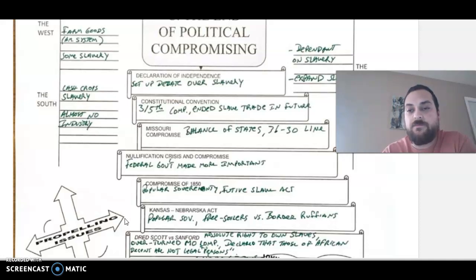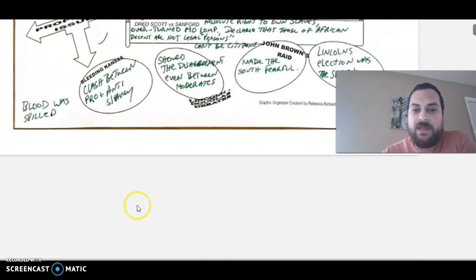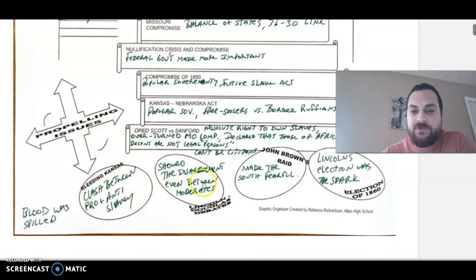Now, this, in the video you watched on Friday, is clearly not constitutional. This is not what the framers had in mind. They never would have ever signed on to this idea. Okay? But that's what happened. Now let's look at the very last propelling issues, they call them. These things that really pushed everybody over the edge.